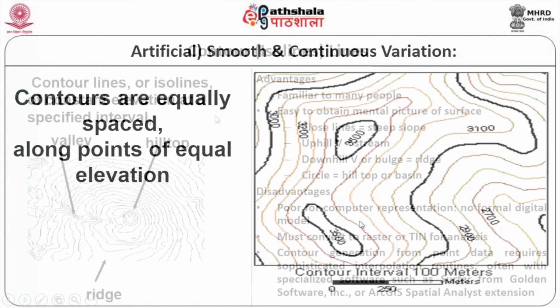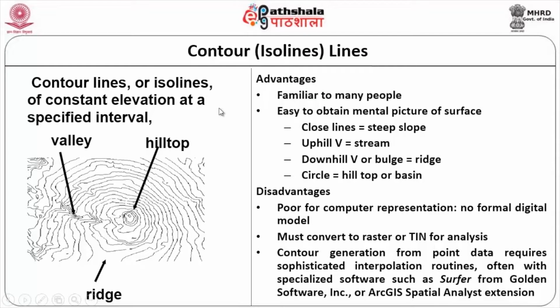whatever values are there, represented by your contour value. So, what are the advantages of your contours, and how actually you can see here what is a valley, what is a hilltop, what is a ridge. All these things are there. Of course, you can understand when you can read a contour map.